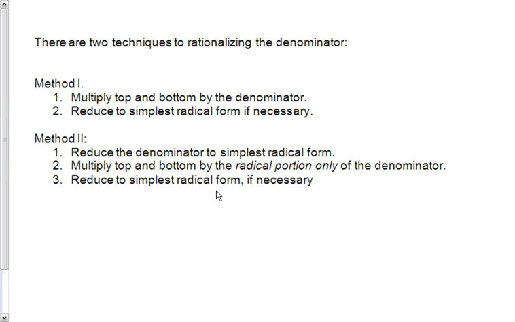Well, there's two ways to do it. You can multiply the top and the bottom by the denominator and reduce the new radicals you're making. But I'm going to tell you something. You can be multiplying by some pretty big things. So it's usually easier to reduce the denominator and then multiply by the radical portion only. Right? It's also more convenient if you simplify the top too. Okay? This is true for square roots. Cube roots take a little bit more work, and we'll get to those.